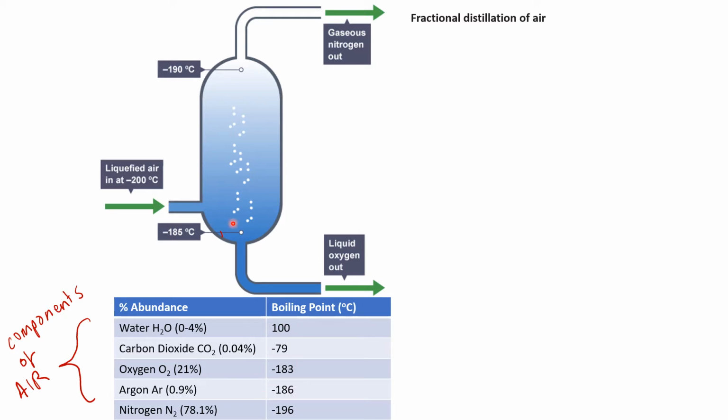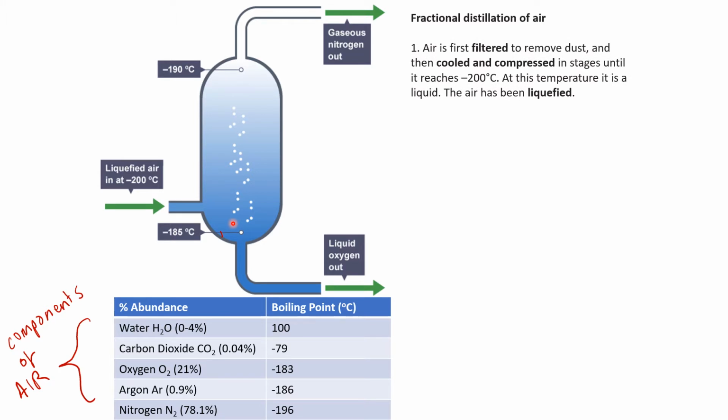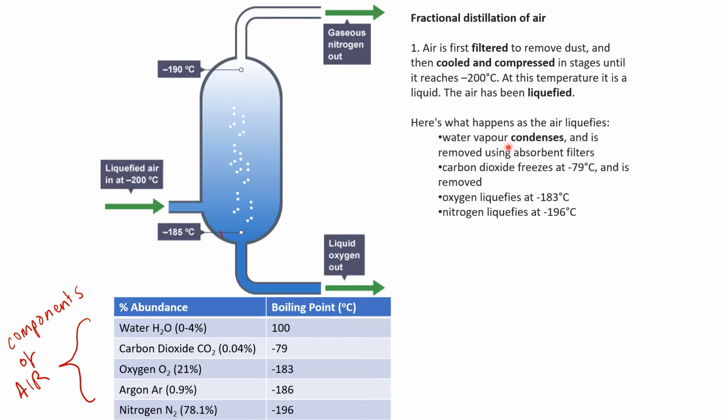Our first step, before it goes into the column, is that it needs to be filtered, cooled and compressed gradually until it reaches -200 degrees Celsius. The first gas to condense before the temperature goes below 0 is water, which is then removed by absorbent filters. Then, when the mixture reaches -79 degrees Celsius, carbon dioxide gas solidifies, or sublimates, so goes straight from a gas to a solid, leaving only the oxygen and the nitrogen remaining, with trace amounts of argon, of course, which means very small amounts of argon.